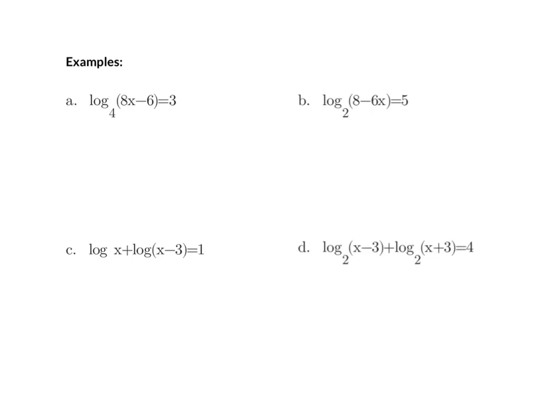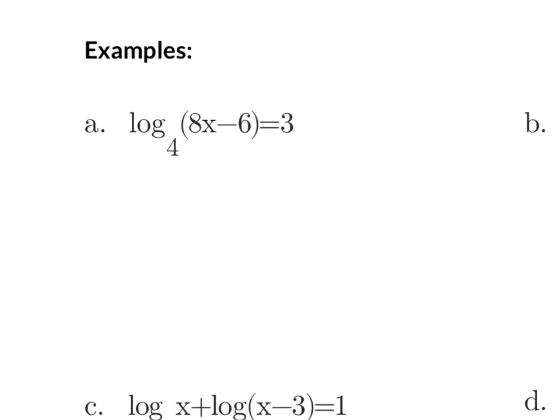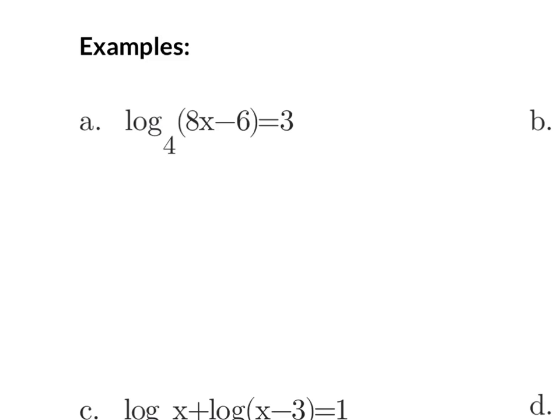So let's go ahead and start out with some basic logarithm examples. If we look at example A, we have log base 4 of 8x minus 6 equals 3. The first thing that we want to do is convert this to an exponential. So remember, we do our around the world. We get 4 to the 3 equals 8x minus 6.